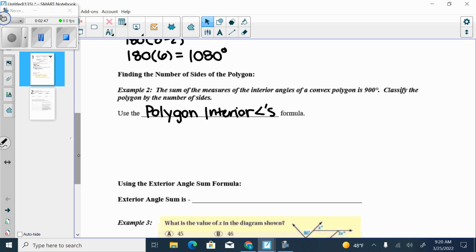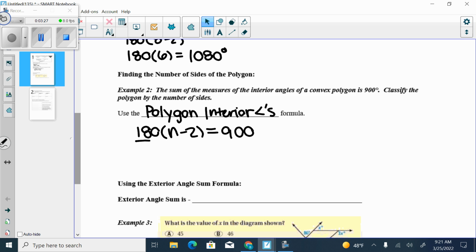Okay? So we know that interior sum is 900, right? I set that equal to our formula that would help us find interior sum. So that's the same formula we just used up here. 180 times n minus 2 apparently is equal to 900 in this case. And then I would just solve for n. So I have some options here. I could distribute the 180 into the parentheses and then start moving stuff side to side. Or I could just go ahead and divide both sides by 180.